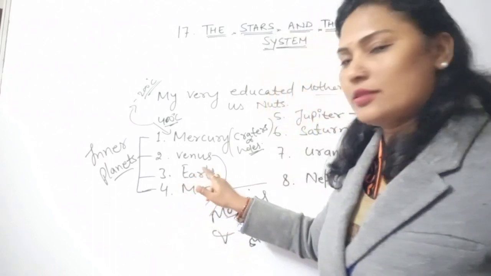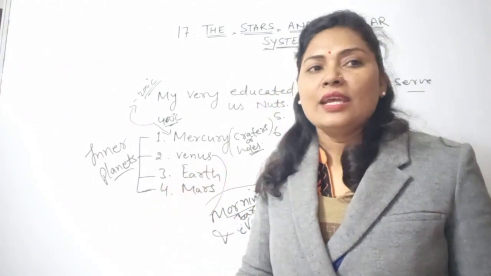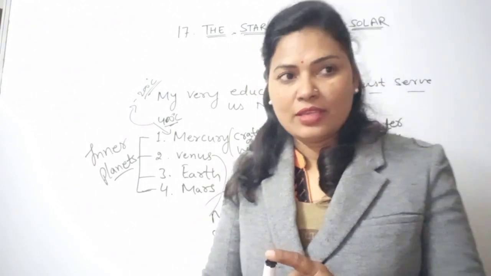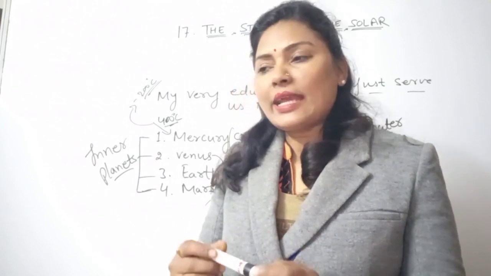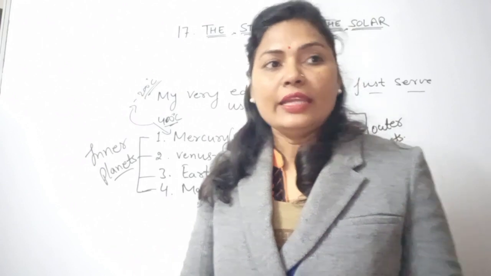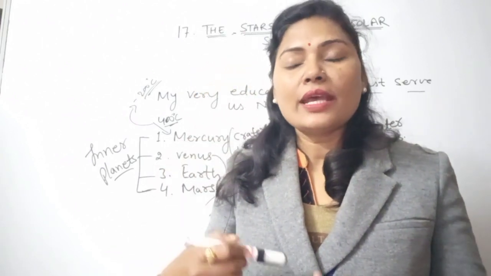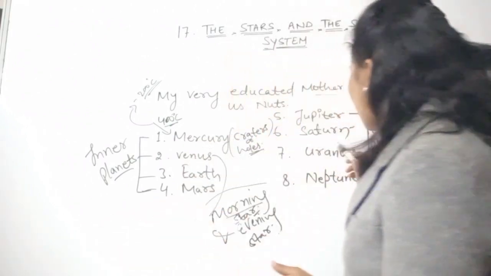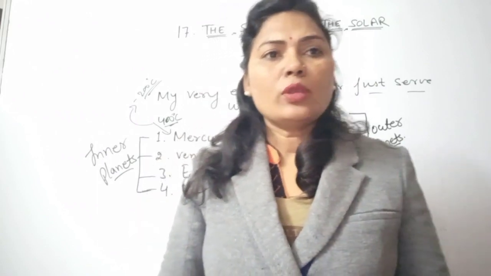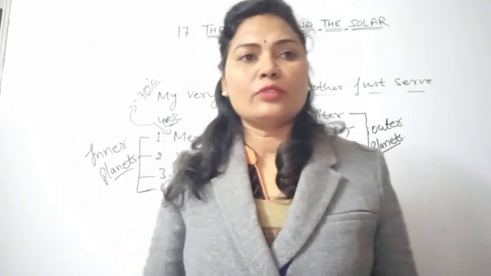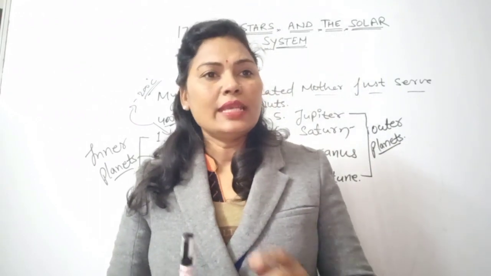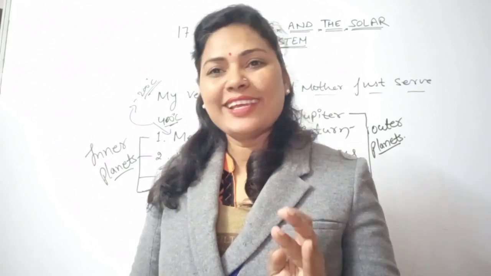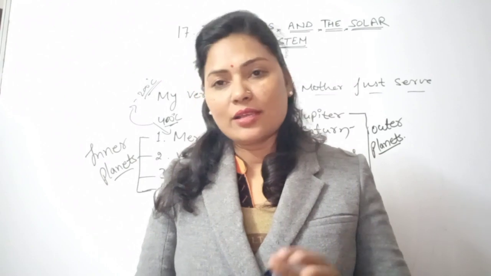Now next is Earth. This is our planet. Earth is the only planet that is known for the presence of life. It is not as hot as Mercury or Venus, and not as cold as the outer planets like Uranus and Neptune or Jupiter. Okay, so the right distance from the sun and the presence of an atmosphere maintain the right temperature and help the planet sustain life. Also its atmosphere has oxygen and carbon dioxide, which are essential for life.